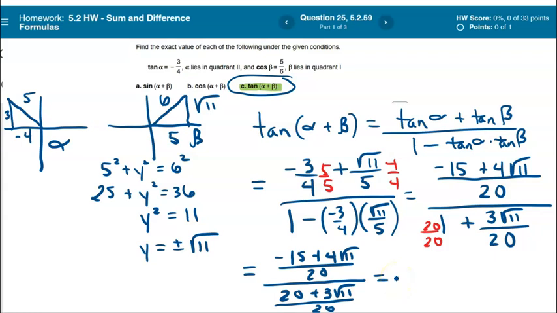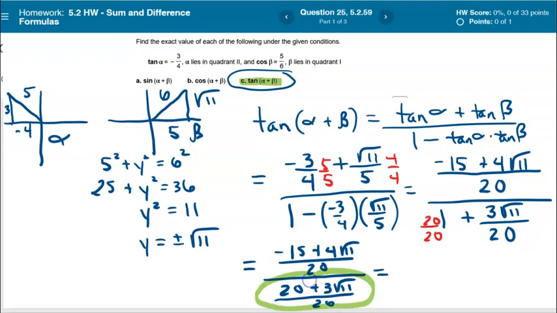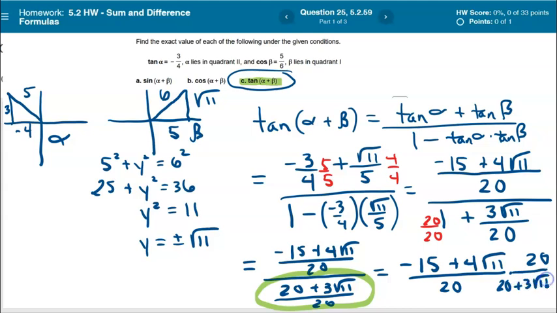I'm going to invert this entire denominator down here and multiply. Okay, now that gives me negative 15 plus 4 square root of 11 over 20 times, did I leave myself enough room? 20 on top when I invert, over 20 plus 3 square root of 11. Now, I know you see what happens. This 20 and this 20 cancel. And now I'm going to go to another page to finish this up.